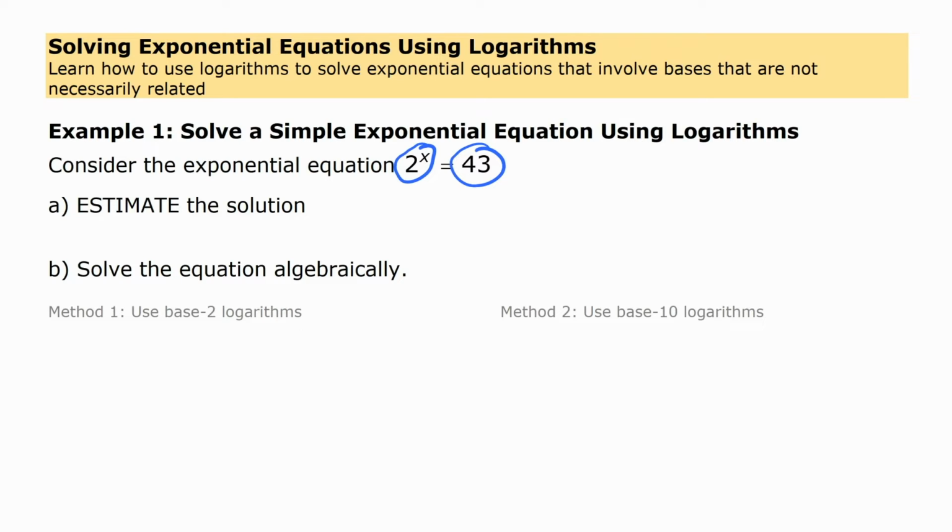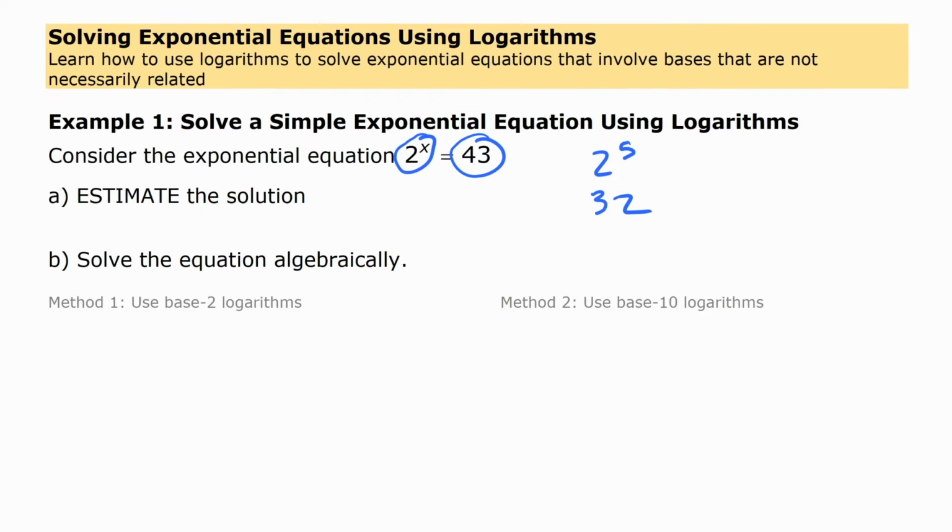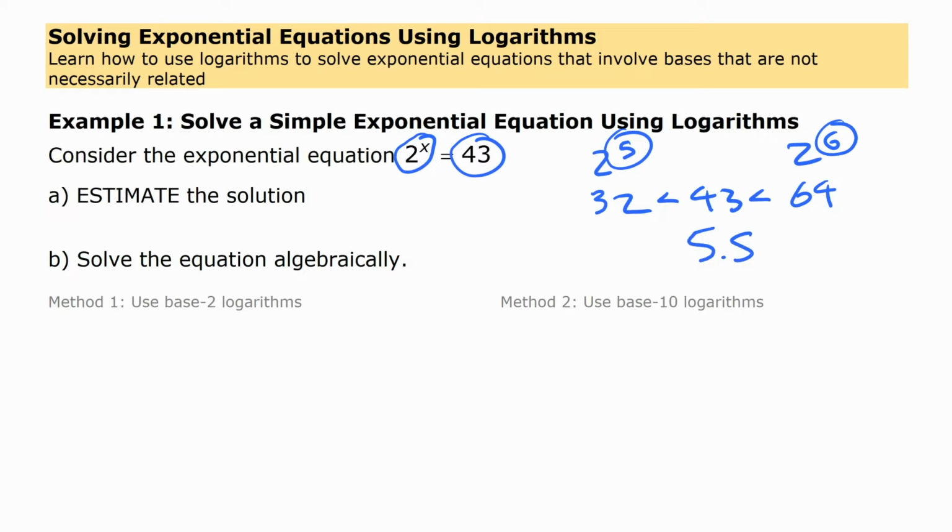So you probably know that 2 to the 5 is 32, and 2 to the 6 is 64, and since 43 is between those two numbers, then the value we're looking for here has to be between 5 and 6. So, I don't know, 5.5, you can maybe guess because it's kind of partway in between there, but we'll see as we work through. We're going to use two different methods here.